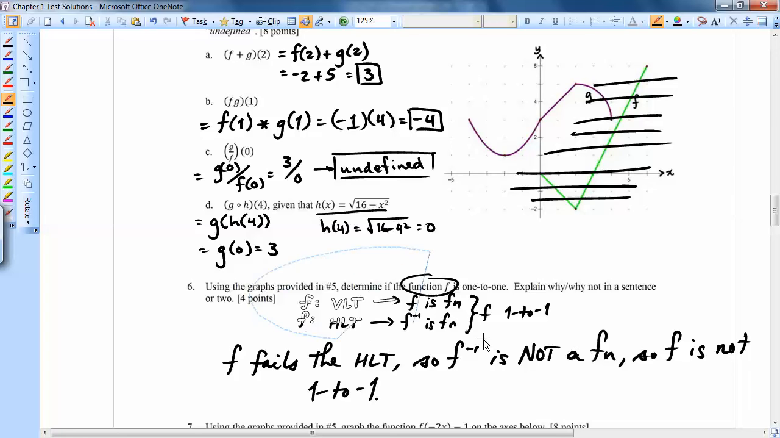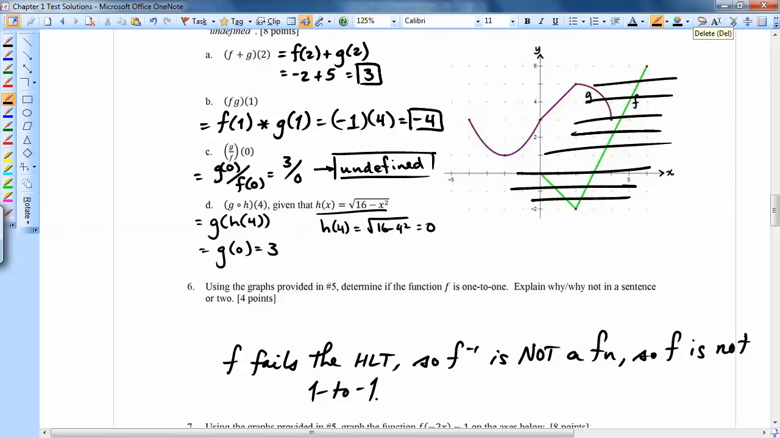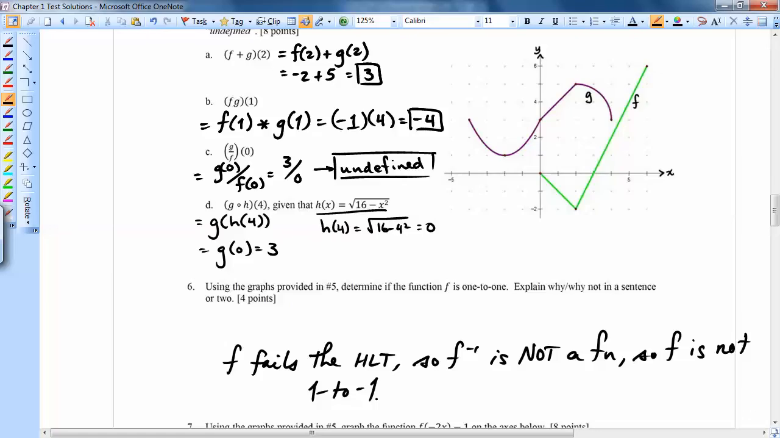Another way of thinking about 1 to 1, and I accepted these answers as well, is, let me get rid of this, that every x should give you one y, and every y should give you one x, and only one in each case. And if you look right here, this is the equivalent of the horizontal line test. This y value of negative 1, for example, it gives you two different x's. So that means y goes to two things. That's 1 to 2, not 1 to 1. So this one is not going to be a 1 to 1 function.